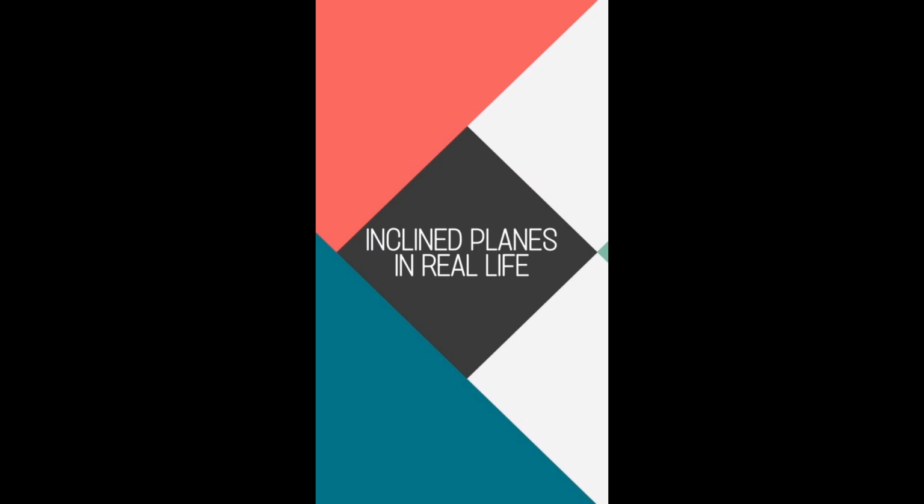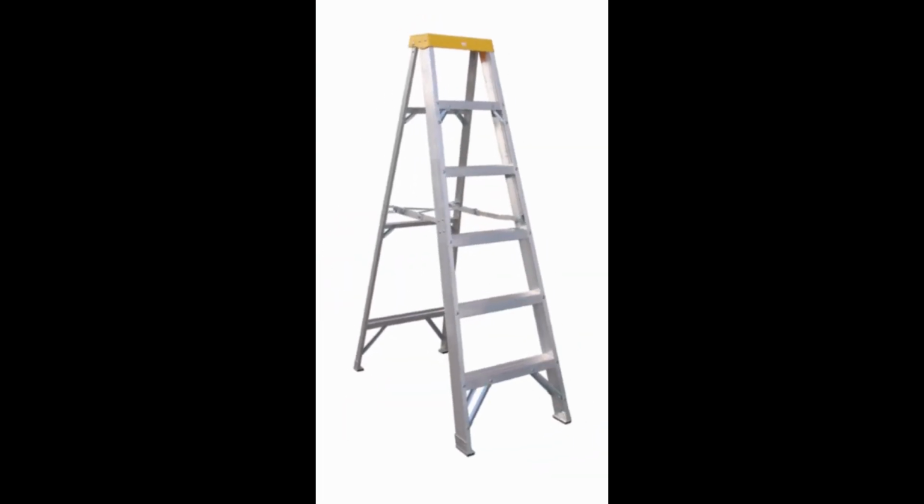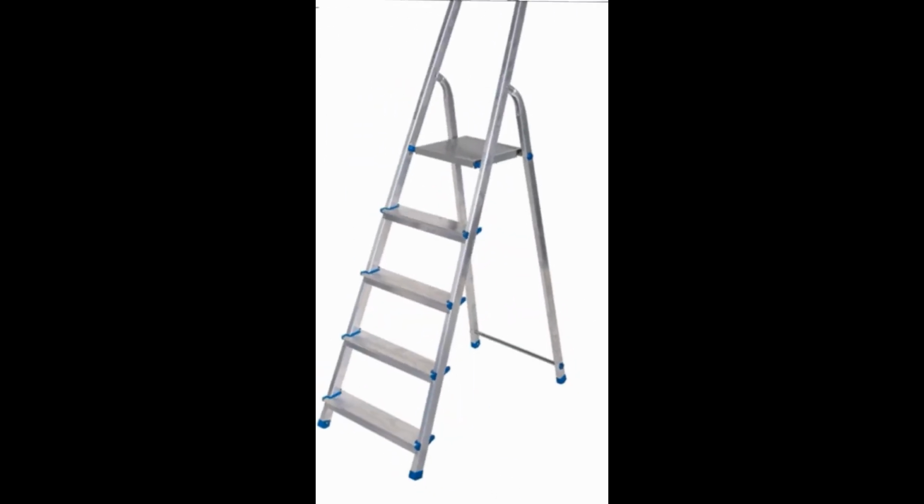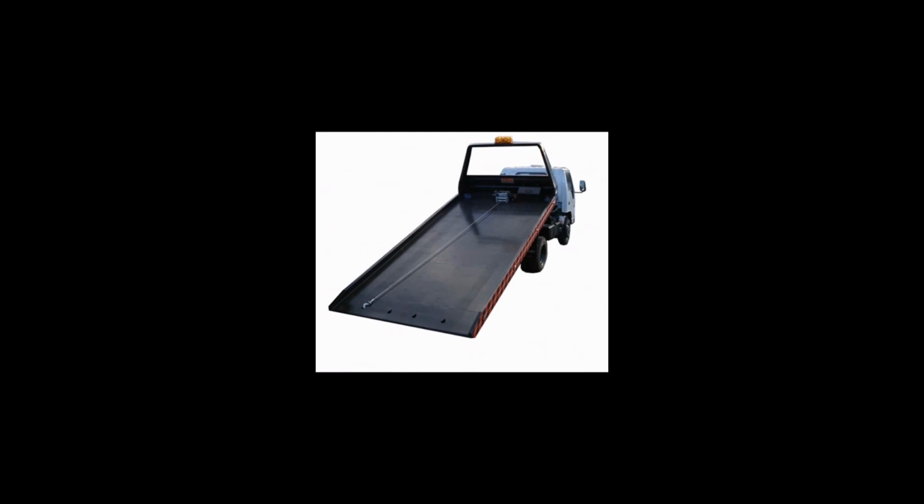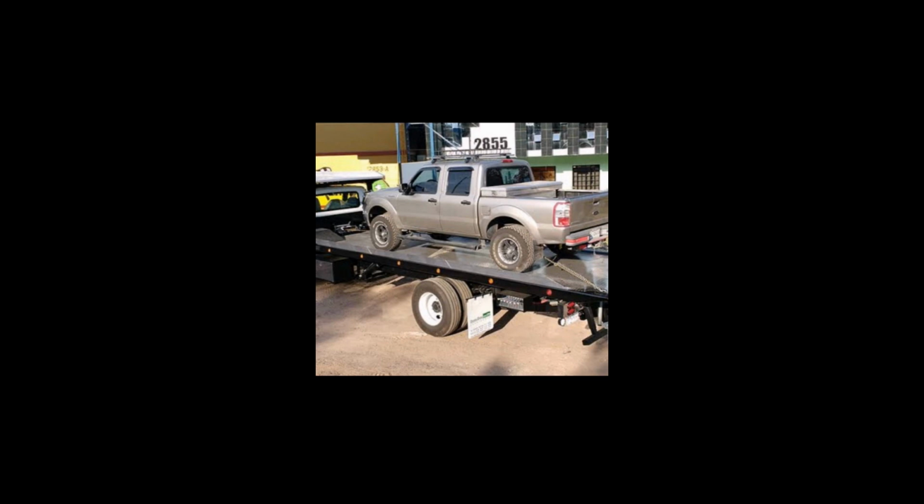Examples of inclined planes in real life. These simple machines make our life easier, for example the ladder. It makes it easier to get to high places without jumping or something. Another example could be the platform crane ramps. It's a machine that can be used to lift and lower heavy things and then transport them.